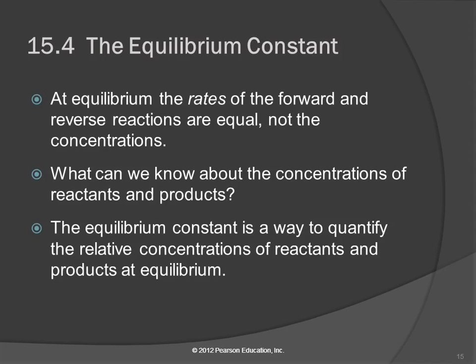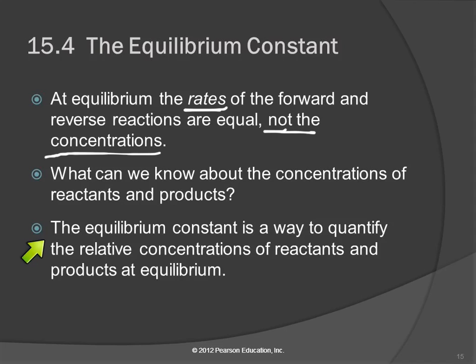So I know I'm kind of repeating myself here, but these are important ideas. At equilibrium, the rates of the forward and reverse reactions are equal. The rates, not the concentrations. That does not mean that the concentration of the reactants is equal to the concentration of the products. It could happen, but it's very unusual. Usually they are different. Well, what can we know about the concentrations of reactants and products?